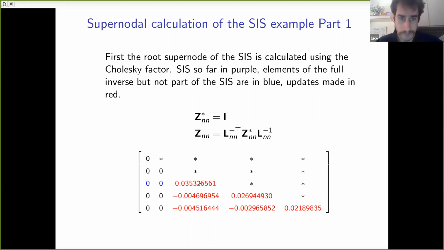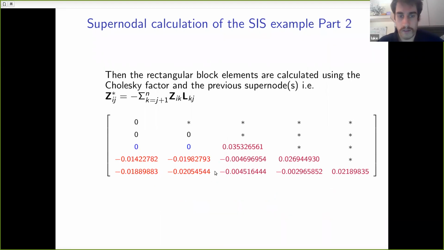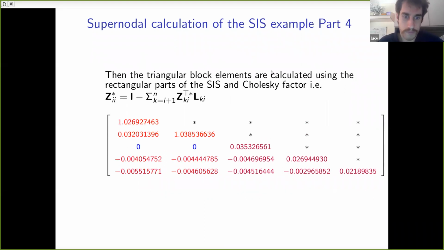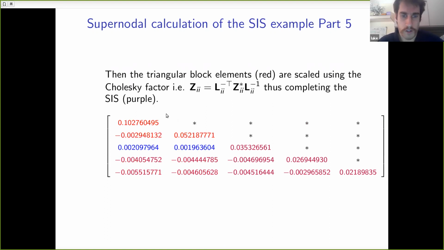Okay, quick example. First you find the root supernode, which is the one furthest to the right. The SIS so far is going to be in purple. The updates are going to be in red, and then the blue is again the structural zeros that we're going to avoid computation for. So then we calculate this off diagonal part using the Cholesky factor. Then we scale that. That's the forward solve. Then this is the forward update. And then finally, this is the invert cross multiply.